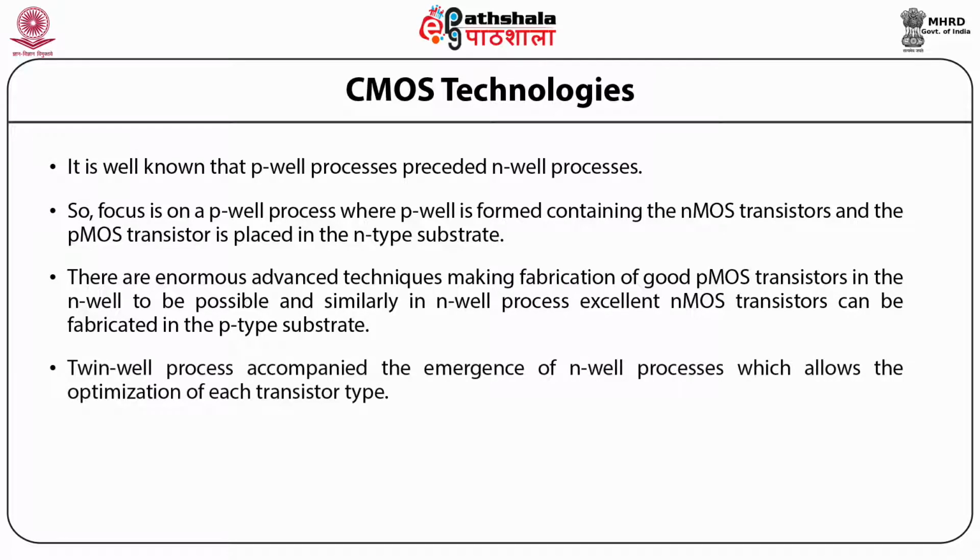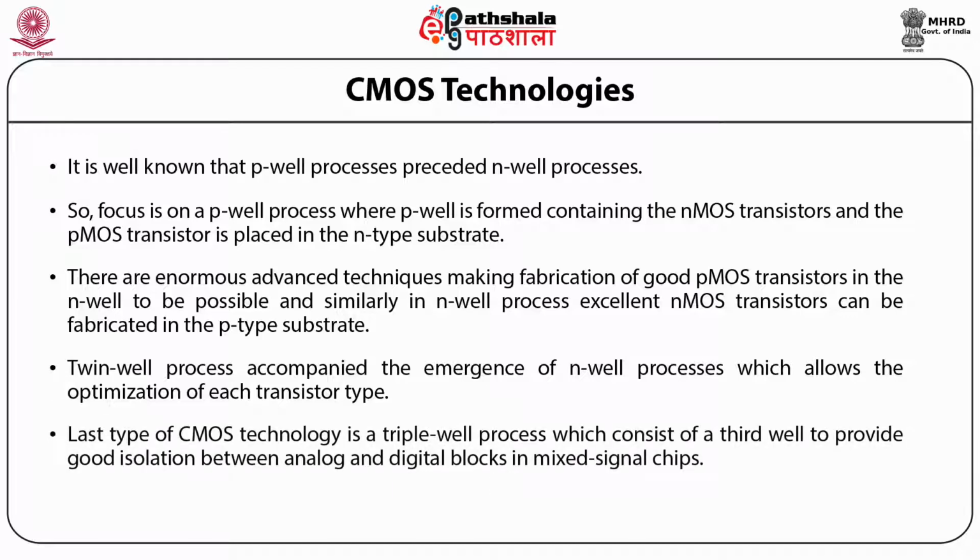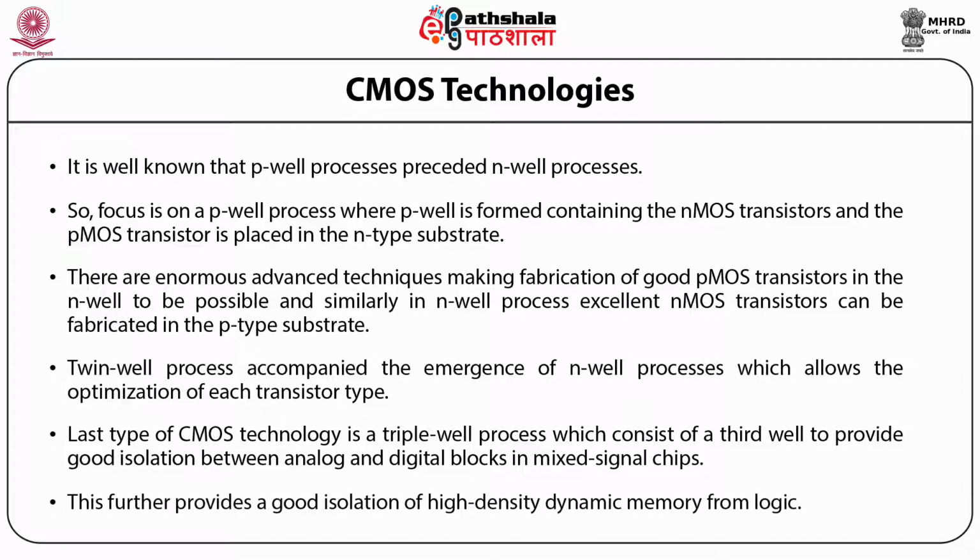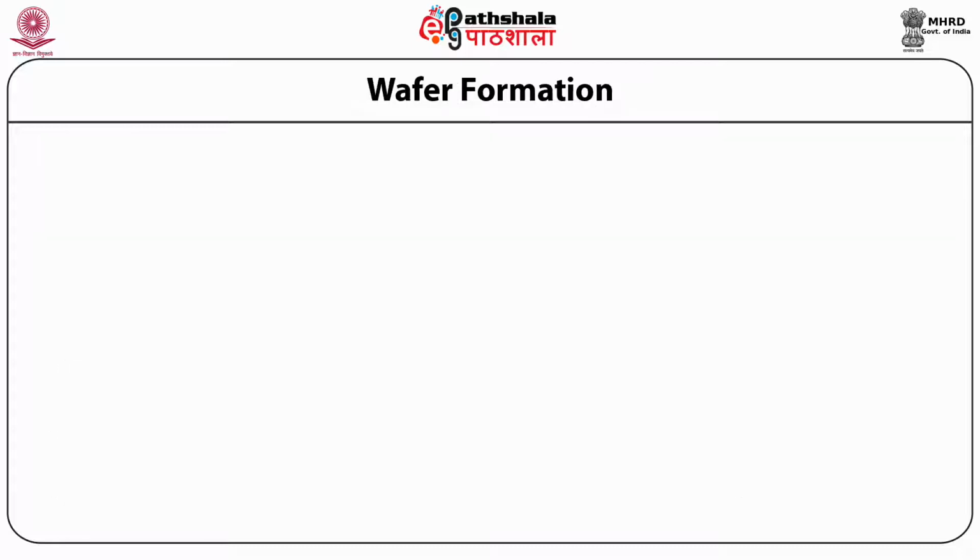The twin-well process accompanied the emergence of the N-well process, which allows the optimization of each transistor type. The last type of CMOS technology is the triple-well process, consisting of a third well to provide good isolation between analog and digital blocks in mixed-signal chips. This further provides good isolation of high-density dynamic memory from logic.